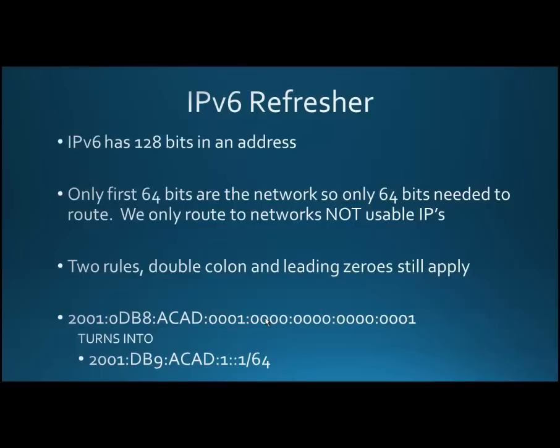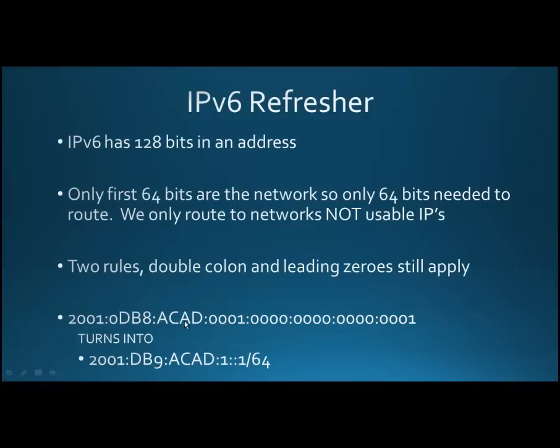All right, there are also two rules that you can use to condense IPv6 addresses. First, an IPv6 address looks like this. There are four numbers, four numbers, four numbers, four numbers, and so on. Remember, these are hexadecimal, so they can be 0 through 9, and then A through F. There are 8 sets. Now remember, the last 4 are for the host portion. The first 4 are for the network.